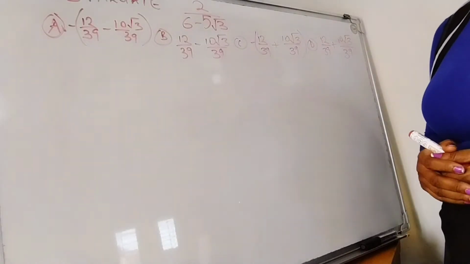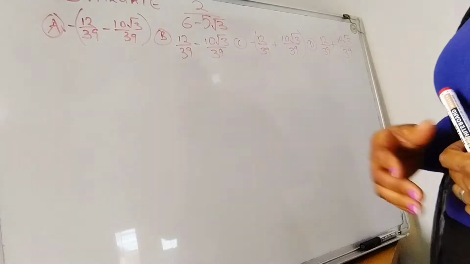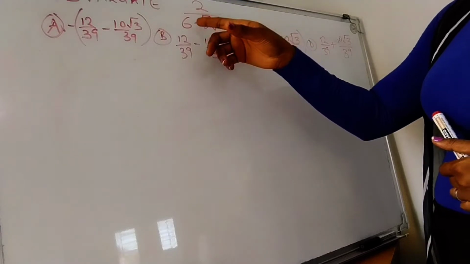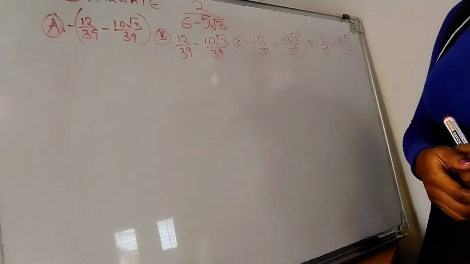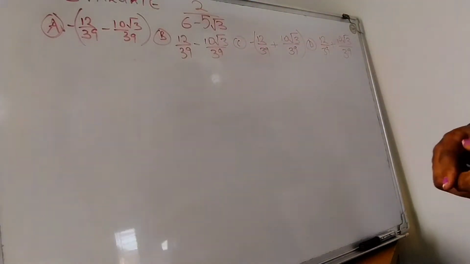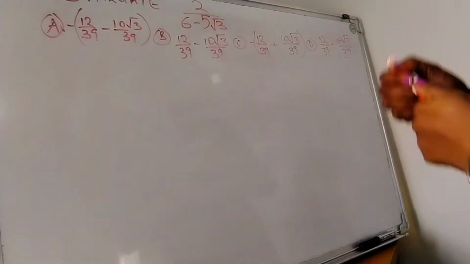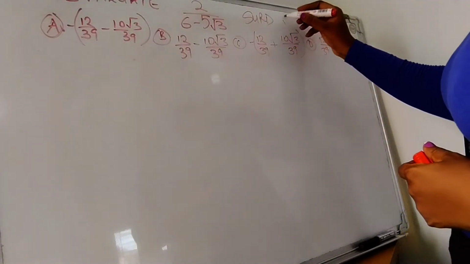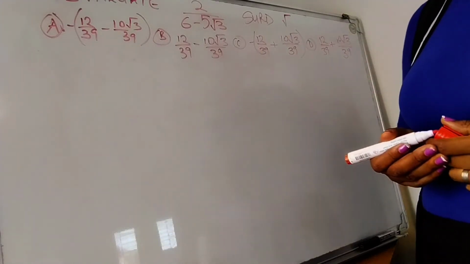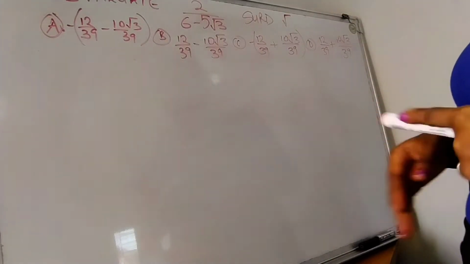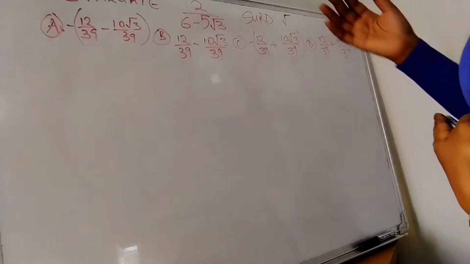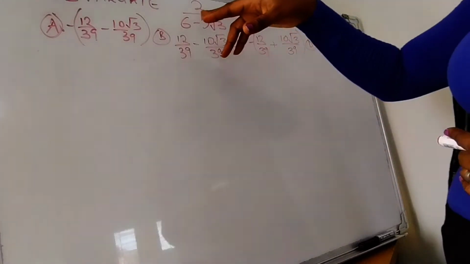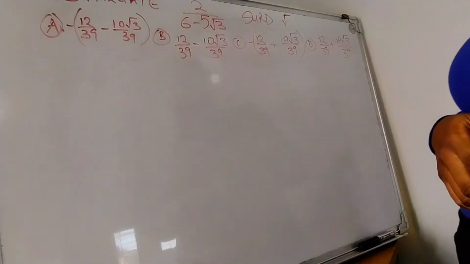The next question says evaluate a number, a function, right? It is 2 all over 6 minus 5 root 3. Now this function is also known as a surd. We call it a surd. Any number you see with the square root sign is known as a surd. A mixed number or a mixed fraction with a square root sign is known as a surd. So when we have this kind of number, it's a complex irrational number.